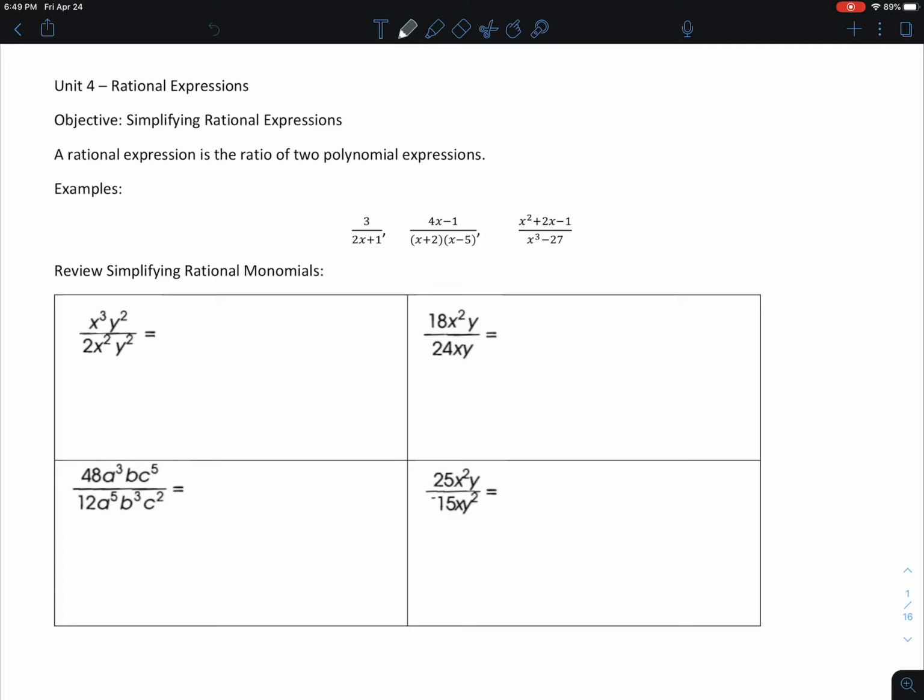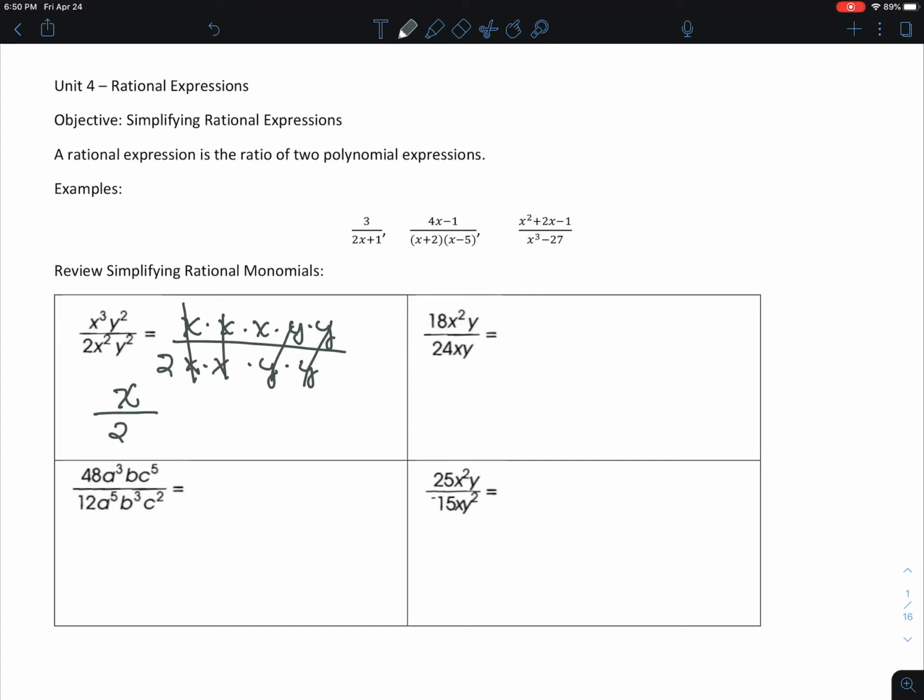Each of them has one term. So we've already done this. We can write out x cubed as x times x times x times y, and then 2x squared would give us 2 times x times x times y. So remember, when we're multiplying and dividing factors, we can cancel these factors, and what's left would be our answer. So this would be x over 2.